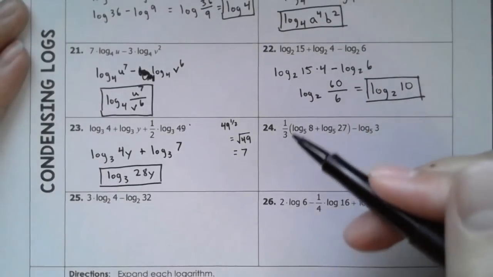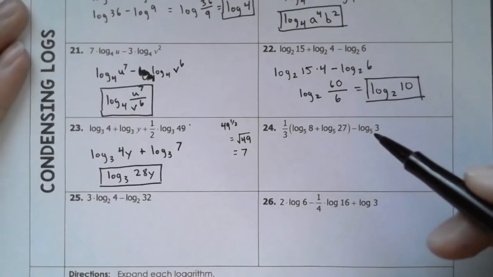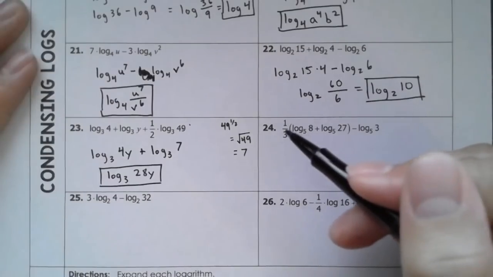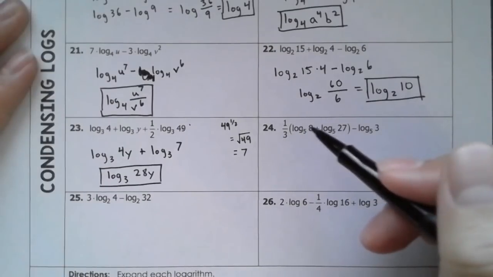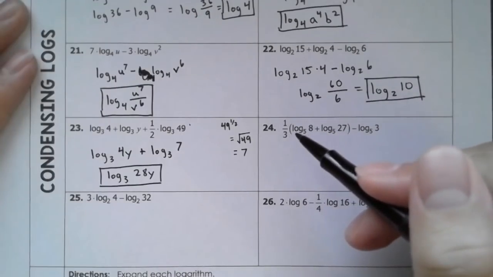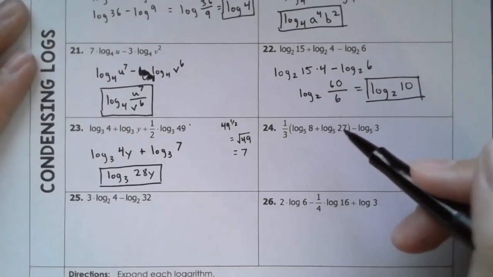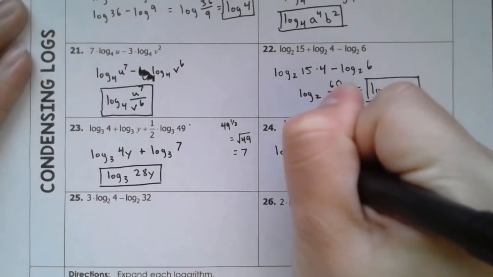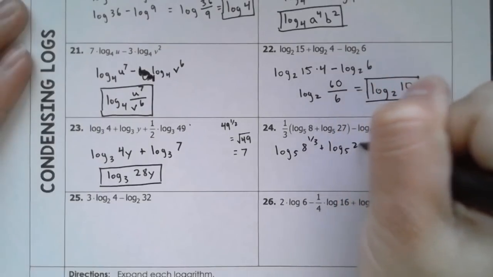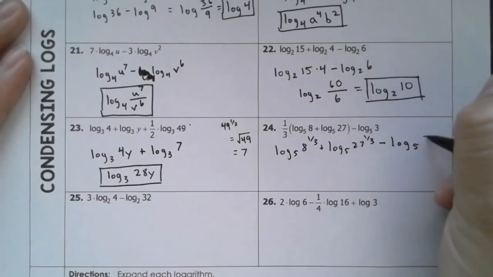24. Now I have a parenthesis, so the 1/3 applies to both of these, and then minus log base 5 of 3. So I can distribute the 1/3 to each one, and then rewrite each of those as to the 1/3 power. So I have 1/3 times log base 5 of 8 plus 1/3 times log base 5 of 27. So let's rewrite that. Log base 5 of 8 to the 1/3 plus log base 5 of 27 to the 1/3 minus log base 5 of 3.